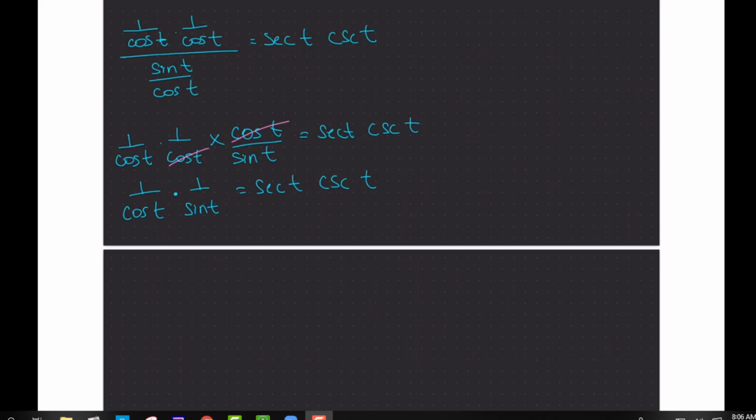What are we going to do now? 1 over cosine is secant. Oh, 1 over sine is cosecant. Yep. So did you guys get to where you needed to be? Yep. Look at that. You guys did that one all on your own. Pat yourself on the back. Good job, good job.